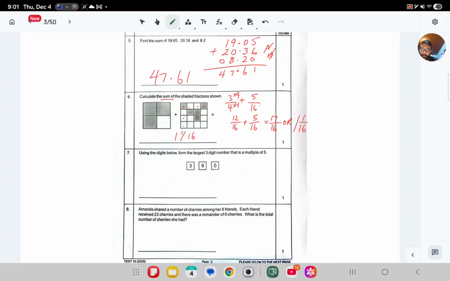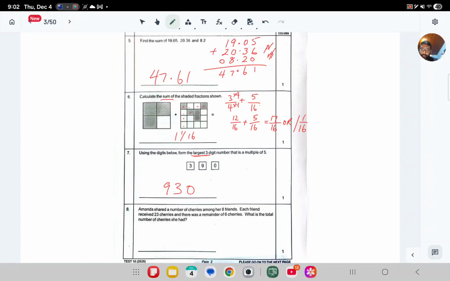Number 7, using the digits below, form the largest 3-digit number that is a multiple of 5. We know that a multiple of 5 ends in 0 or 5. So looking at the list of digits we have here, we know that we have to end with 0 to make it a multiple of 5. Then they said I want the largest 3 digits, so therefore we arrange the digits in descending order. So 930 would be the largest 3-digit number that is a multiple of 5.